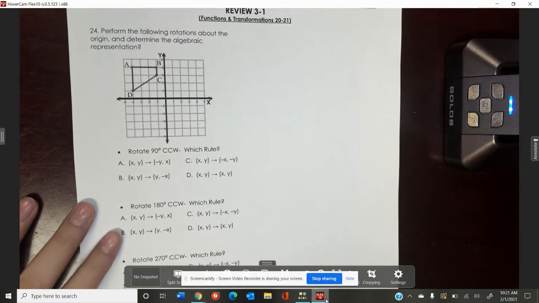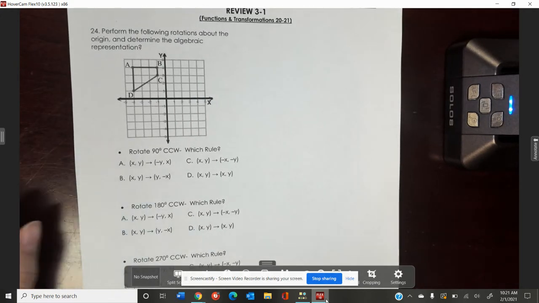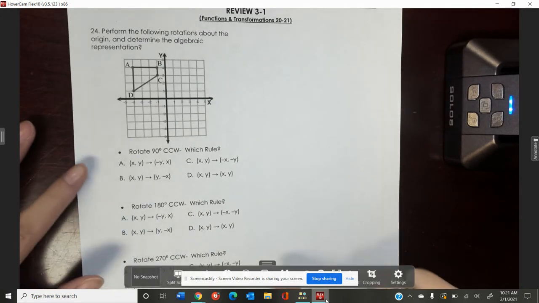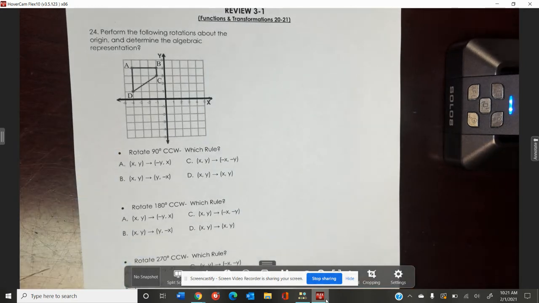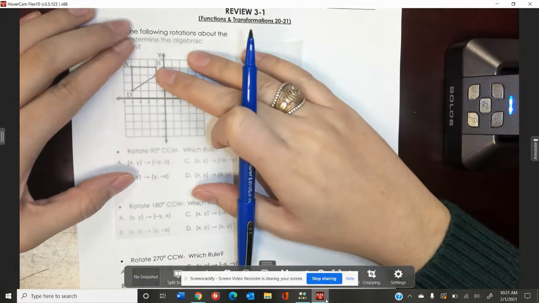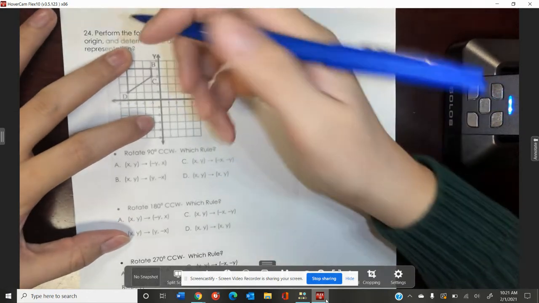Number 24, perform the following rotations about the origin and determine the algebraic representation. So for our first one here, we have rotate 90 degrees counterclockwise. What is the rule? For this, I'm going to grab some patty paper, and I'm going to trace over my x and y axis.